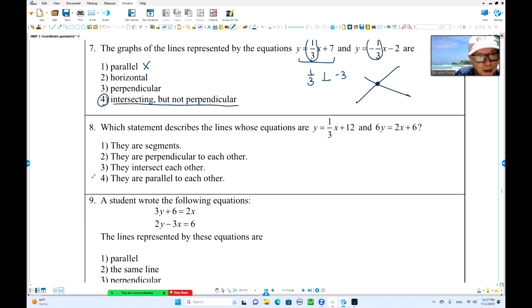Now check out number 8. Which statement describes the lines of the equations, one over here, the other one over there? I'm going to change this one to slope intercept form. Y equals 2 over 6 is 1/3 of x. 6 over 6, divided by 6, equals 1 there. We just got two equations. What do you got? There are segments. Yeah, that's a segment.